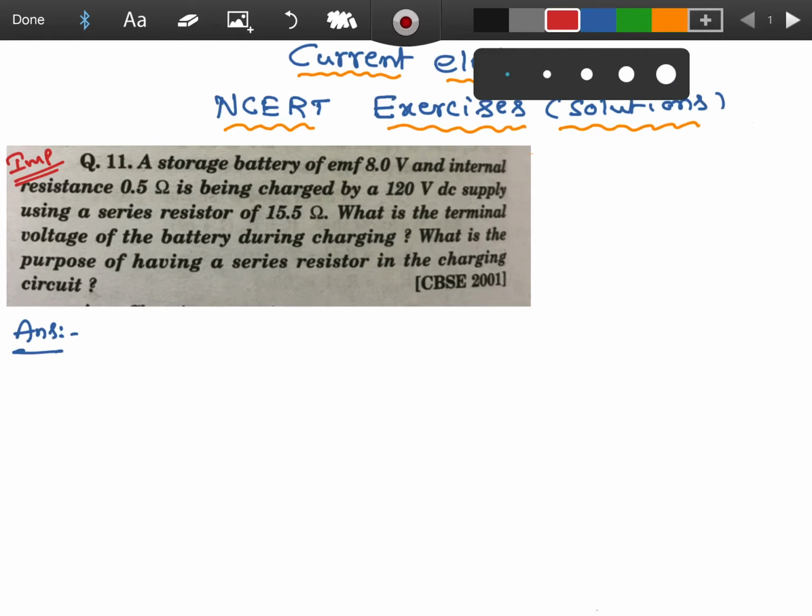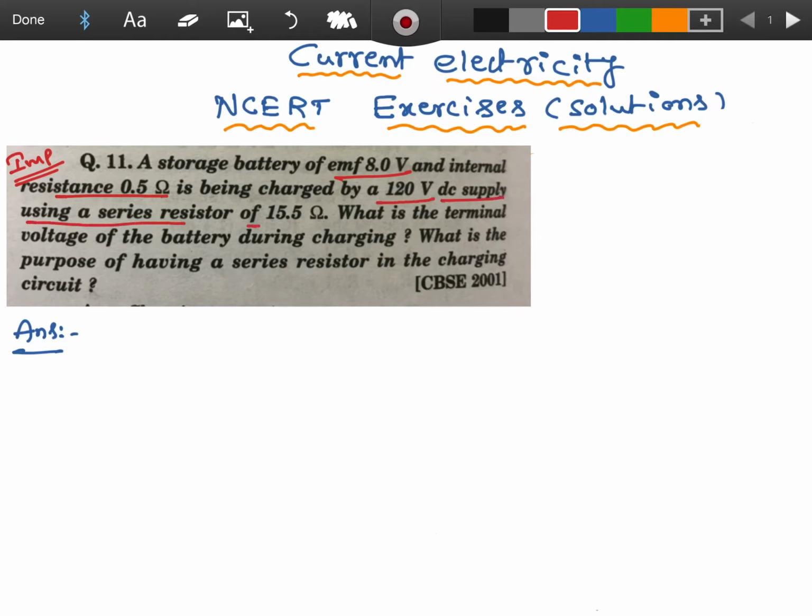Here they are mentioning a storage battery of EMF 8 volt and having the internal resistance 0.5 ohm, and it is being charged by 120 volt DC supply using a series resistor 15.5 ohm. Okay, let me represent the circuit diagram.